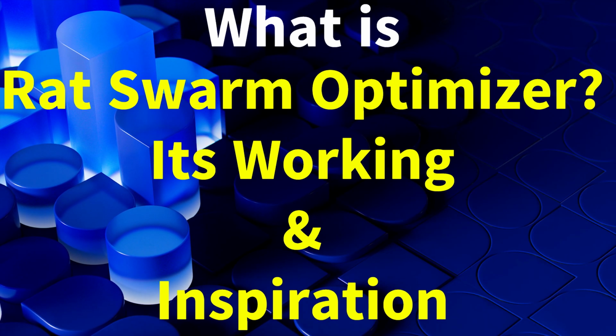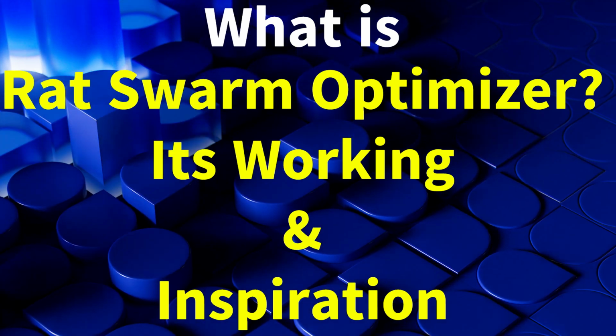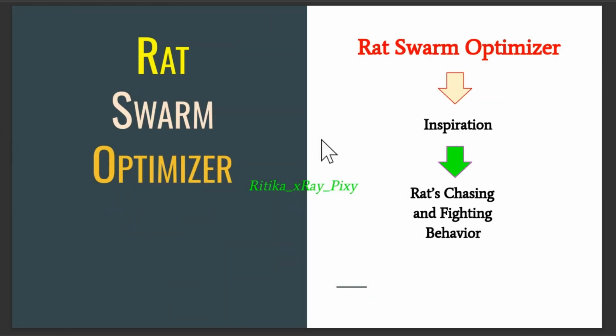So first we will discuss what this algorithm is all about and how it is working. Algorithm inspiration. This algorithm was introduced in the year 2020. In this algorithm, rats' collective behavior and their aggressive behaviors are modeled. The rat swarm optimizer is inspired by the chasing and fighting behavior of rats in real life. And this algorithm specially highlights their aggressive and social skills while hunting prey.